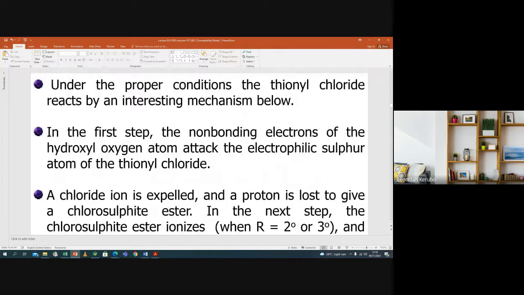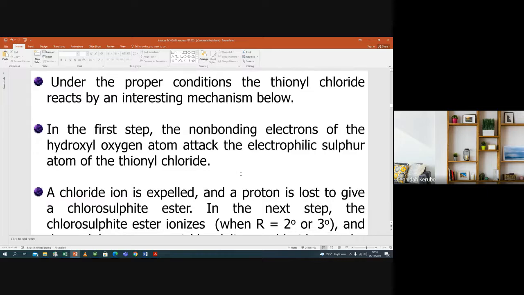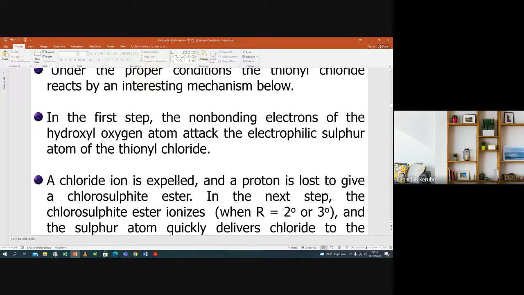Under the proper conditions, the thionyl chloride reacts by an interesting mechanism below. In the first step, the non-bonding electrons of the hydroxyl oxygen atom attack the electrophilic sulfur atom of the thionyl chloride, and a chloride ion is expelled and a proton is lost to give a chlorosulfite ester, which is usually very unstable. In the second step, the chlorosulfite ester ionizes when R, or the substrate, is a secondary or tertiary alcohol. But if it's a primary or methyl alcohol, then there's no ionization that can take place.